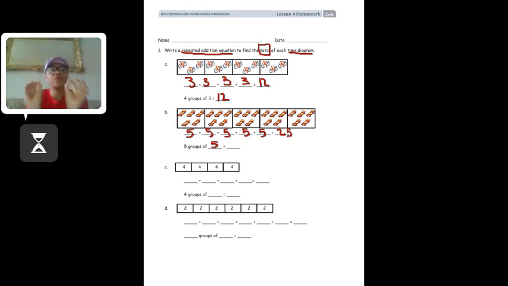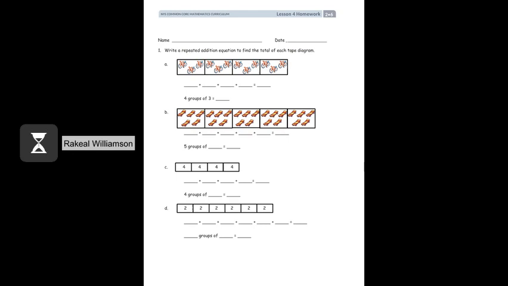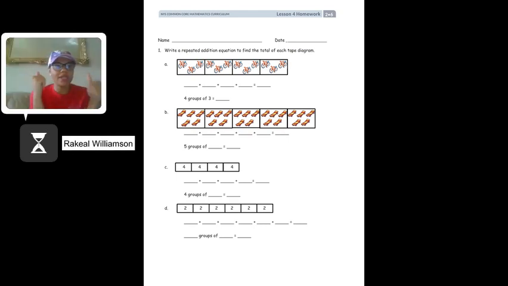Good job. So I have 5 groups of 5 equals how much? 25. Because if I have 5 groups and in each group there's 5 skateboards, that means I have a total of 25 skateboards. Good job. And now we're going to move on to letter C. All right, let's go on to letter C.